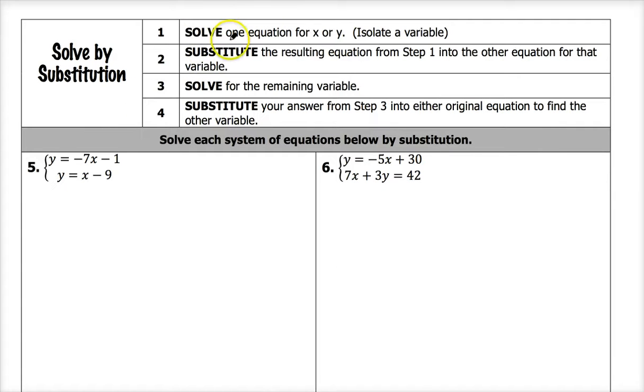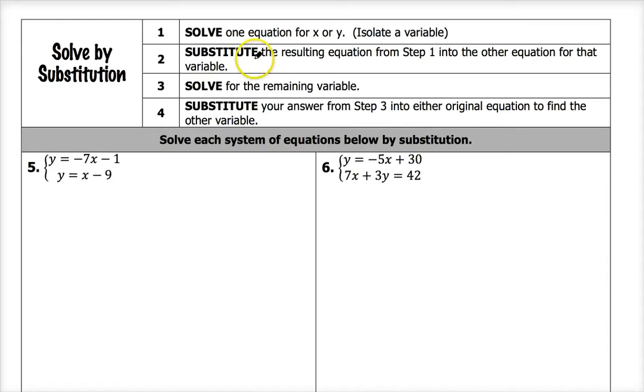Your first step is to solve one equation for x or y. So we're going to look at number 5 and review how this works. In number 5, I have both equations solved for y. So this first step is already done for me. y equals -7x minus 1 and y equals x minus 9.